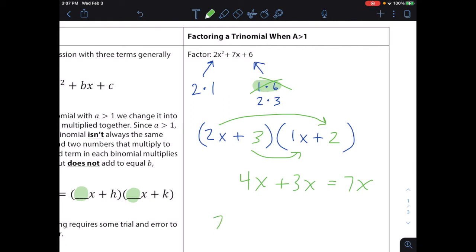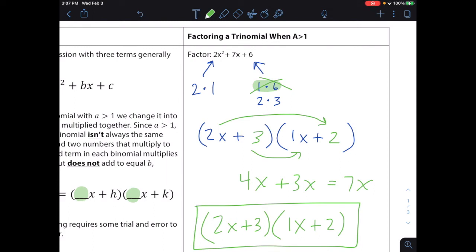So my answer is 2x plus 3 times 1x plus 2. Now, typically we wouldn't write that 1, but I'm going to write it. It's okay. All right, so that's a fair amount of work, and that's what I mean by trial and error. You just have to try different things and see what works.